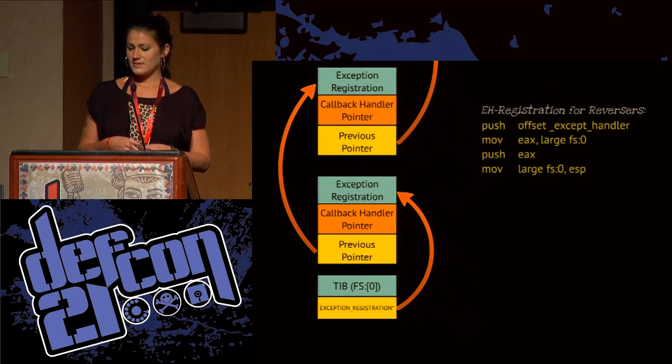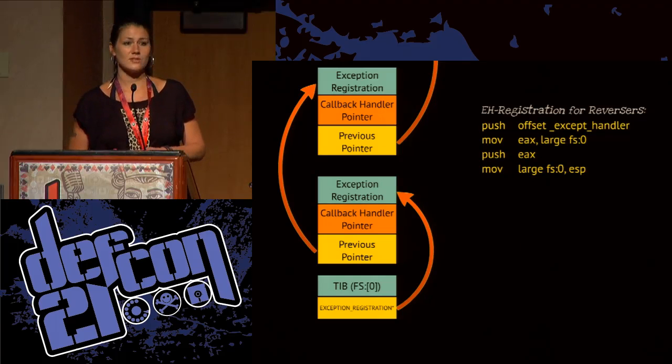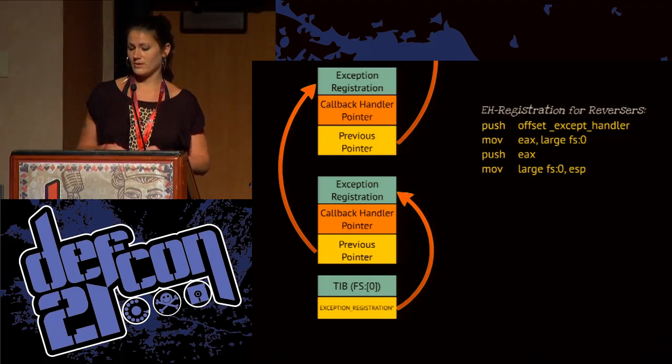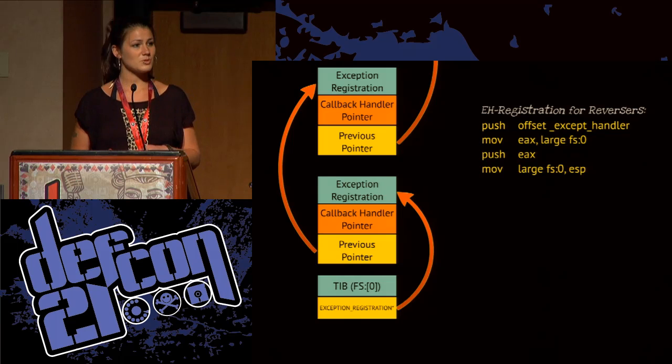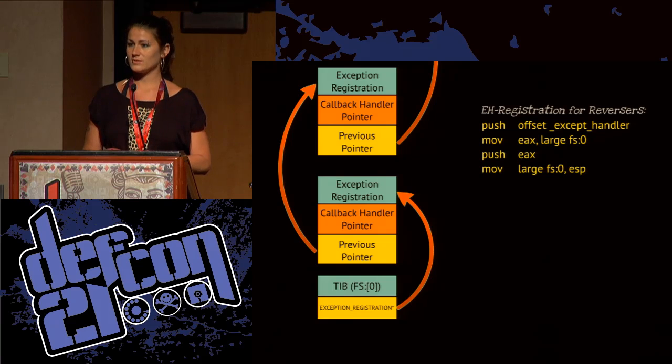Now, this looks more or less like this. If you're inside of a binary and can spot something like FS:0 and see the structure where a new exception handler is linked into that list, that most likely has to do with exception handling.